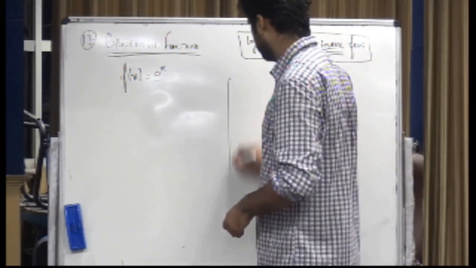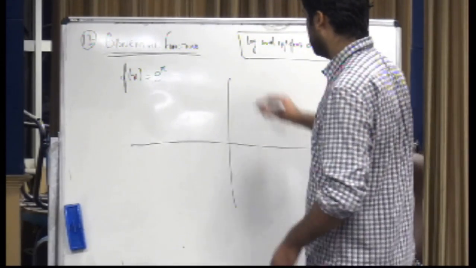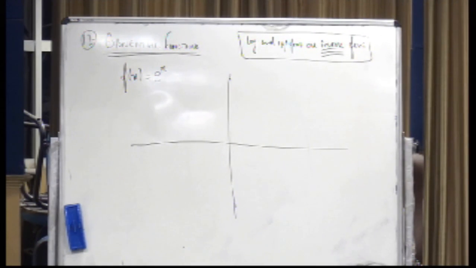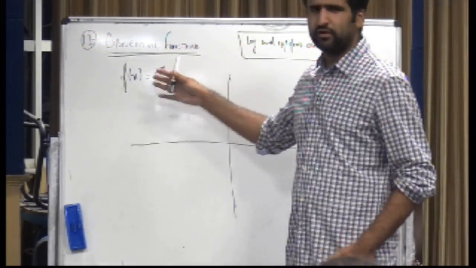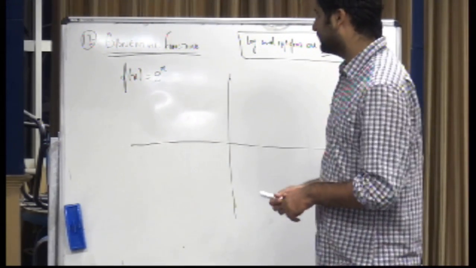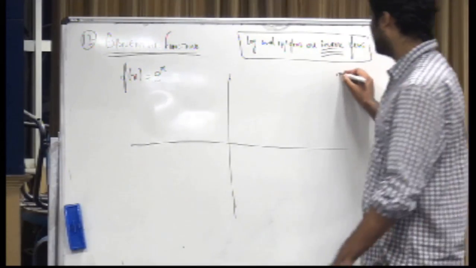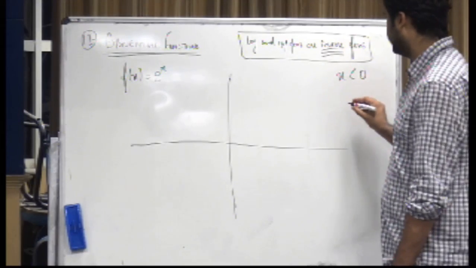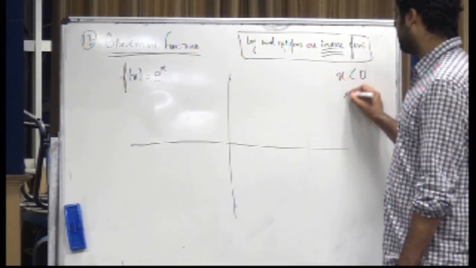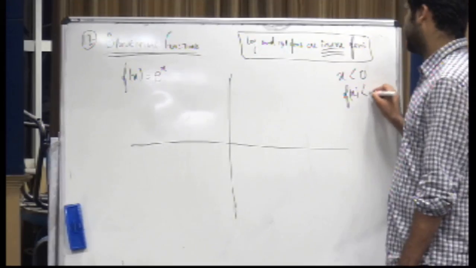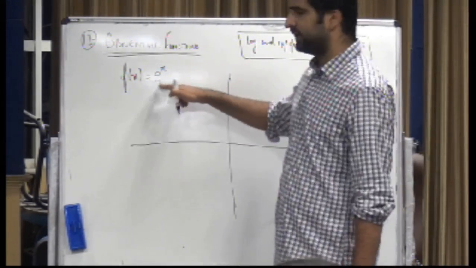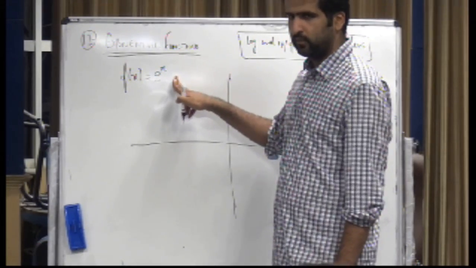So is this function defined for negative values? This function is defined for any value, right? You can substitute any power of x. There's no restriction. For x less than 0 specifically, this value of f x will be less than 1. Let's see how. For x is equal to 0, what am I getting? E to the power 0, that is 1.